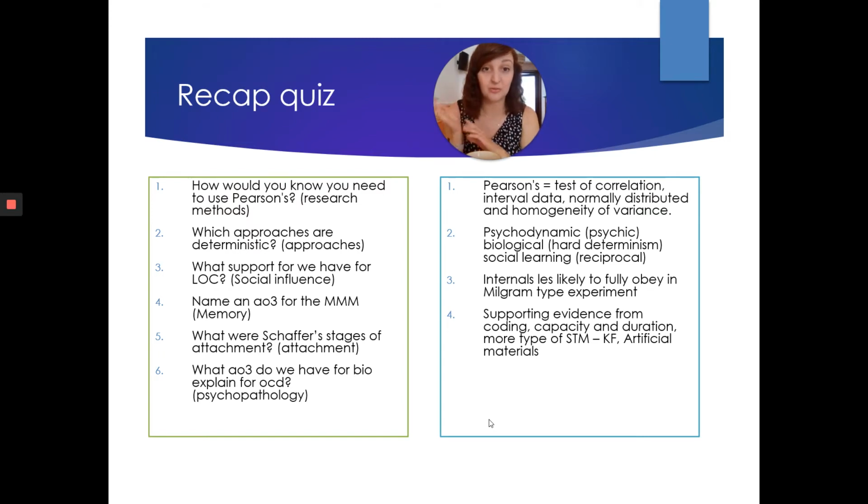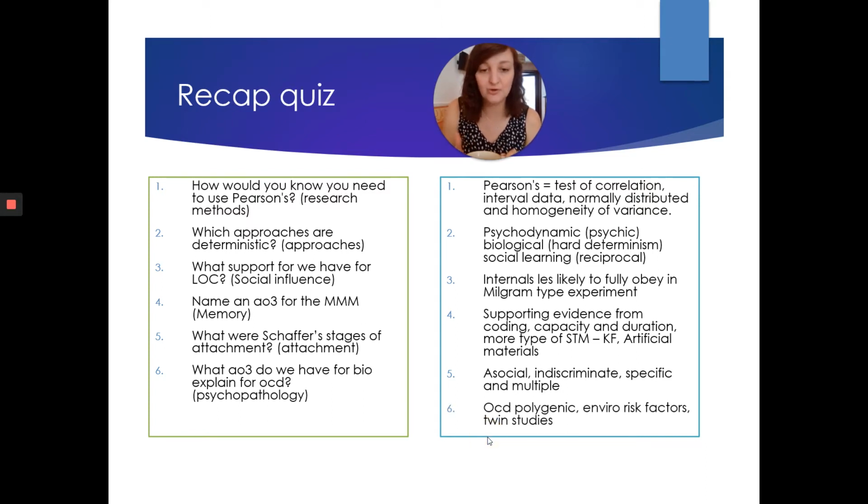AO3 for multi-store model, we've got supporting evidence. We can use anything from coding, capacity and duration. Those, you know, Peterson and Peterson, you can bring those in. Along with the fact we've got KF, so we've got more types of short-term memory. But it uses a lot of artificial materials, which makes it pretty weak. Schaffer stages: asocial, indiscriminate, specific, and multiple.